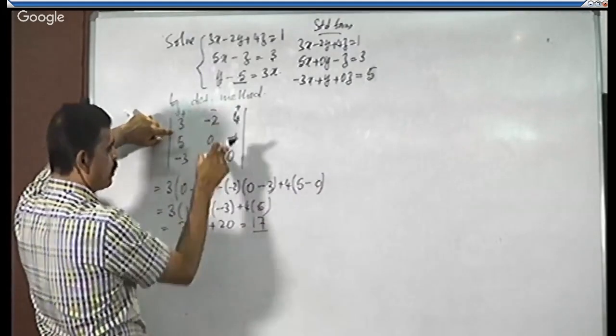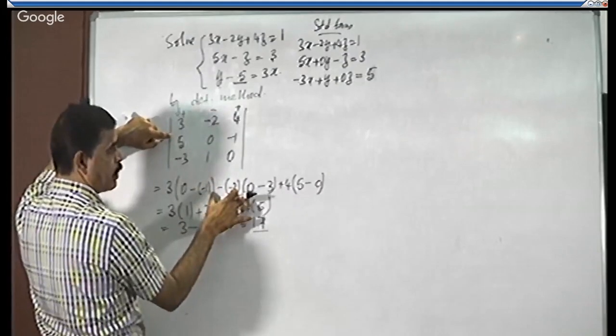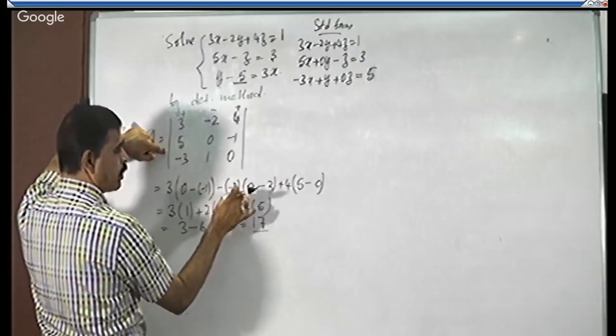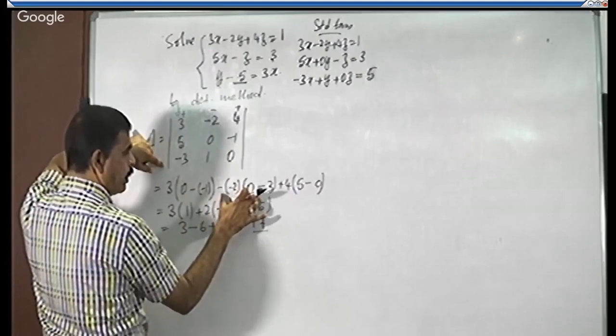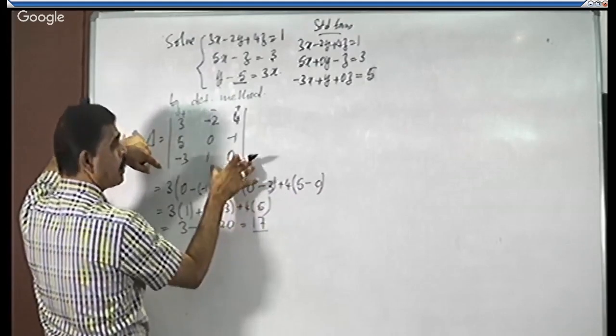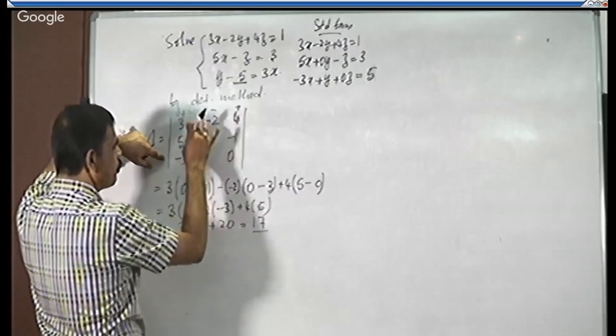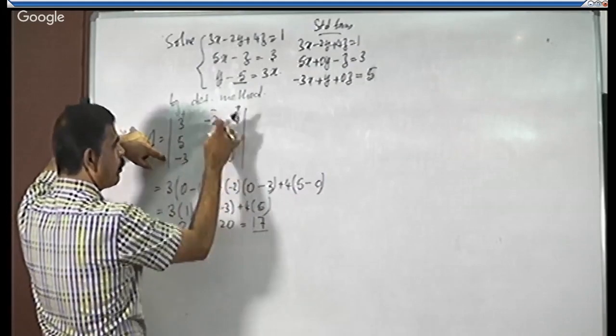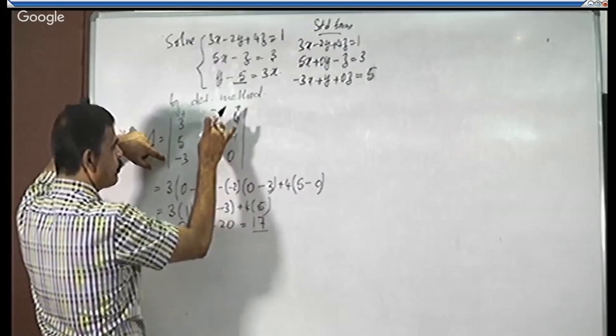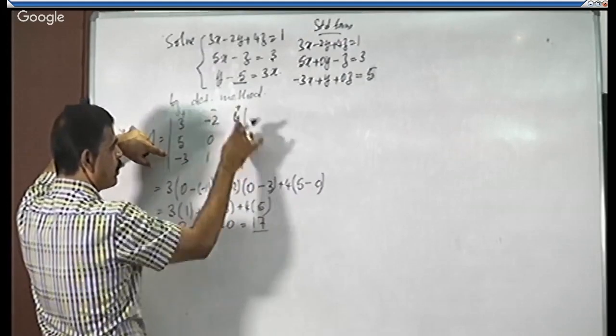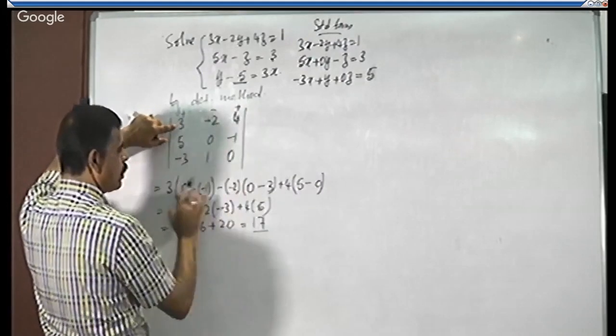After practicing, you can write this step directly. Suppose you have a doubt in writing this, you just follow the regular procedure. How to write it? 3 into, leave the column and row, write the determinant, minus of minus 2 into determinant, plus of 4 into determinant, then write this.